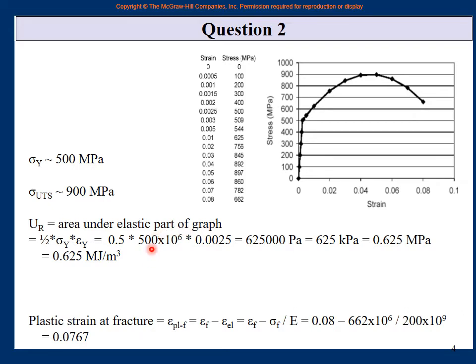Write everything in the basic unit. Don't write it as 500, right? Write it as 500 into 10 raised to 6. A strain, of course, does not have any unit. So this comes out to be 625000 Pascal. Now either write it as 625 kilopascal if you remove 3, or 0.625 megapascal.